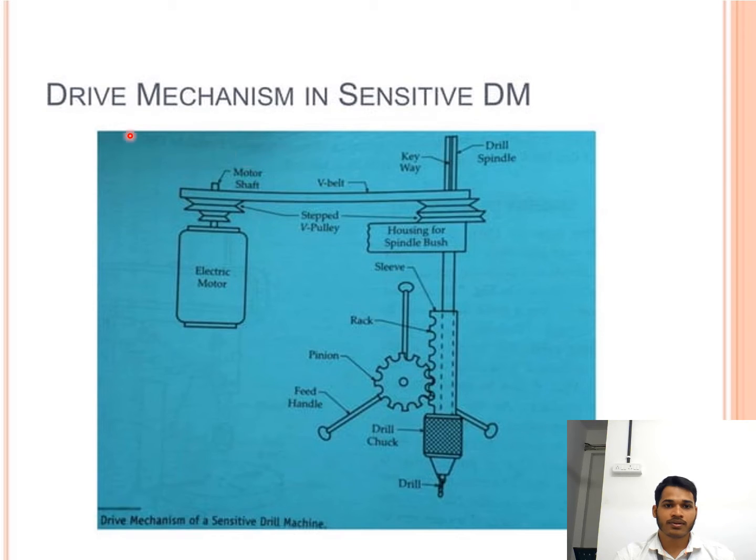This is the drive mechanism. This is the electric motor, and this is the step pulley. And here we are using a rack and pinion type mechanism to give the movement of the drill bit in the up and down direction.